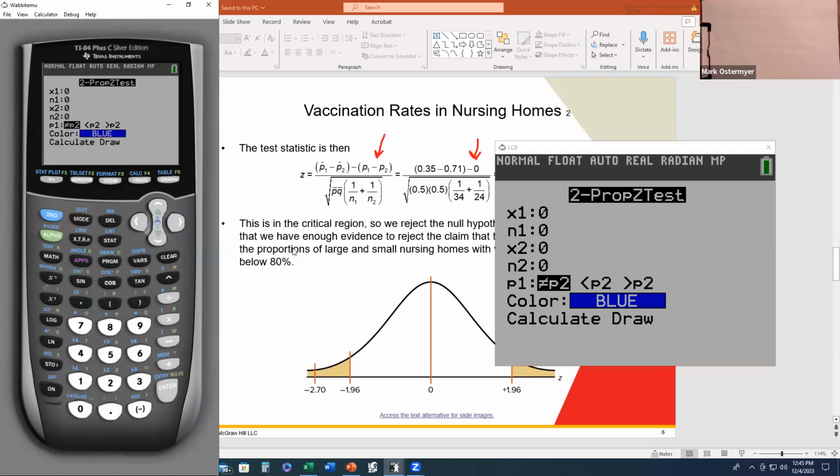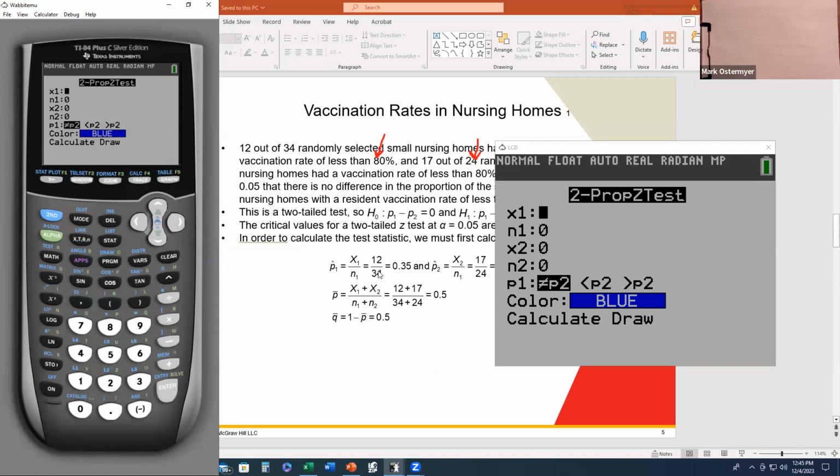X sub 1 was given back over here. That's 12. No, N sub 1, excuse me, is 34, the size of our first sample. X sub 2 is 17, and the size of the second sample was 24. This is a 2-tailed test. Calculate. And that's how we populate our fields there, and we just calculate this.